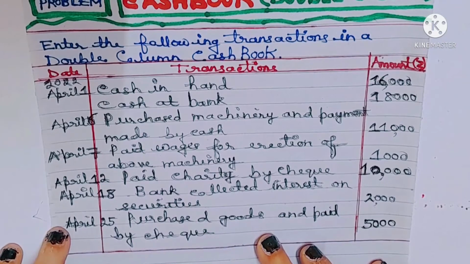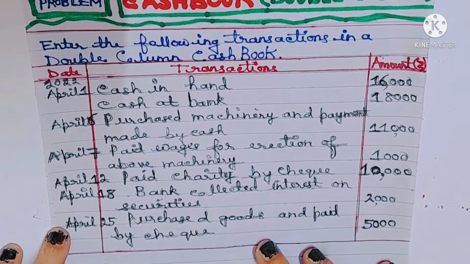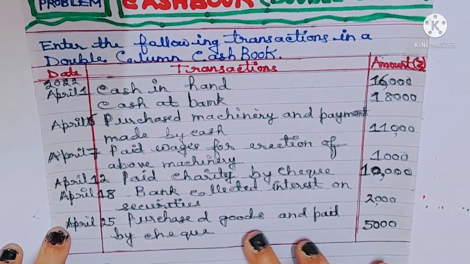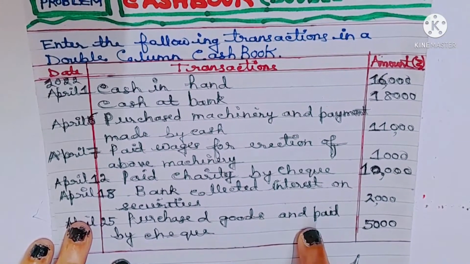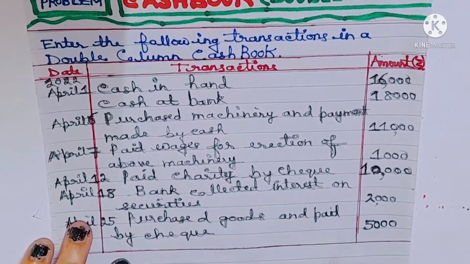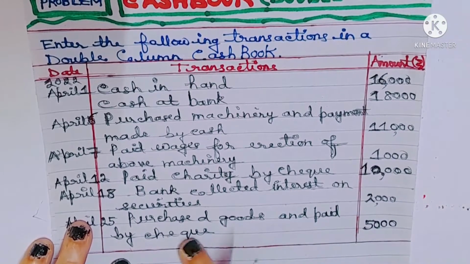So what is the position of bank account? Since bank account is on the credit side, purchases account will also be on the credit side. So we'll have to write by purchases account in the cash book on the credit side in the bank column 5000. Okay, since check is mentioned.